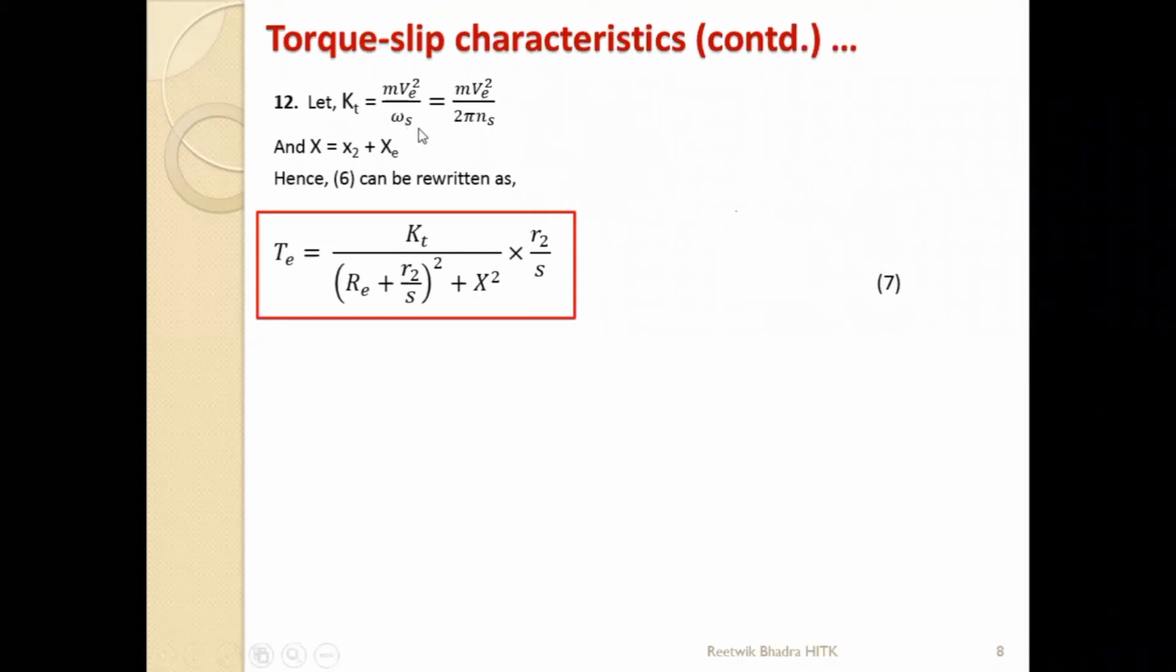So M V square by omega S can be written as 2 pi ns. Remember, this is small n, so this is in rps. If you had written capital N, then it would have been 2 pi capital Ns by 60.